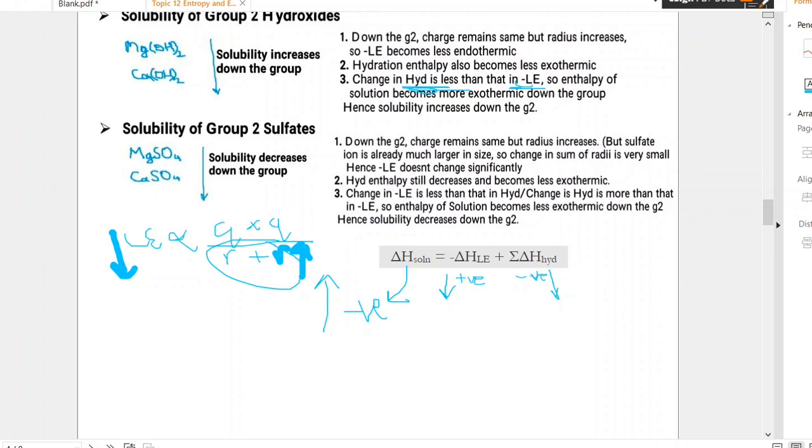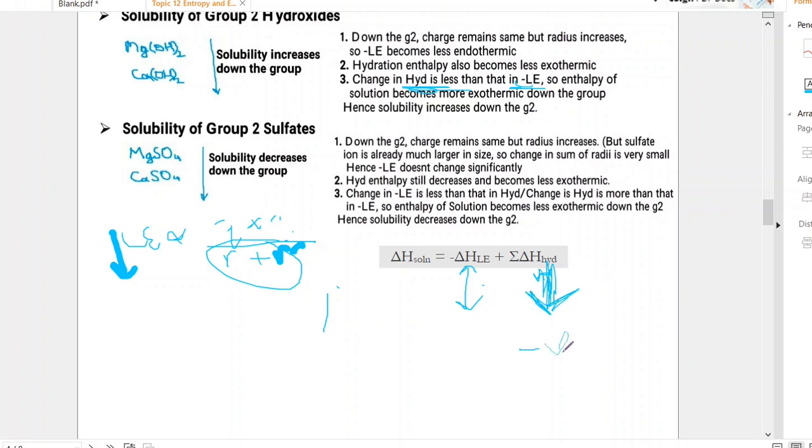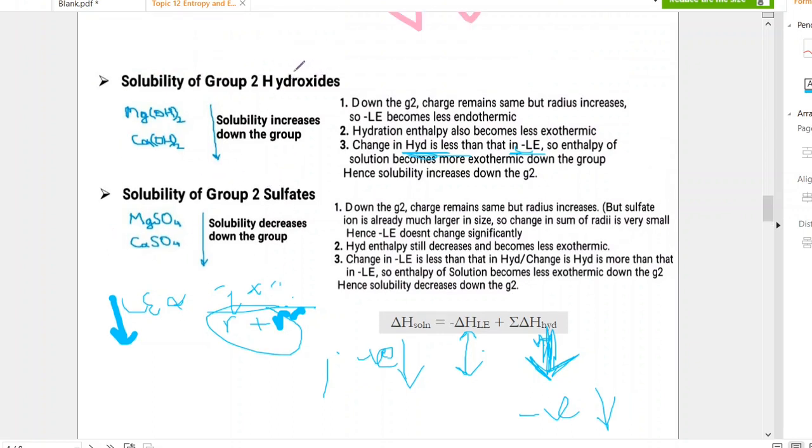So if we erase this, this remains almost constant, while this decreases, becomes less negative. So the negativity of the enthalpy change of solution also decreases. So the enthalpy change of solution becomes less exothermic down group 2, hence solubility decreases down group 2 for metal sulfates. For hydroxides, group 2 metal hydroxide solubility increases. For group 2 metal sulfates, solubility decreases.